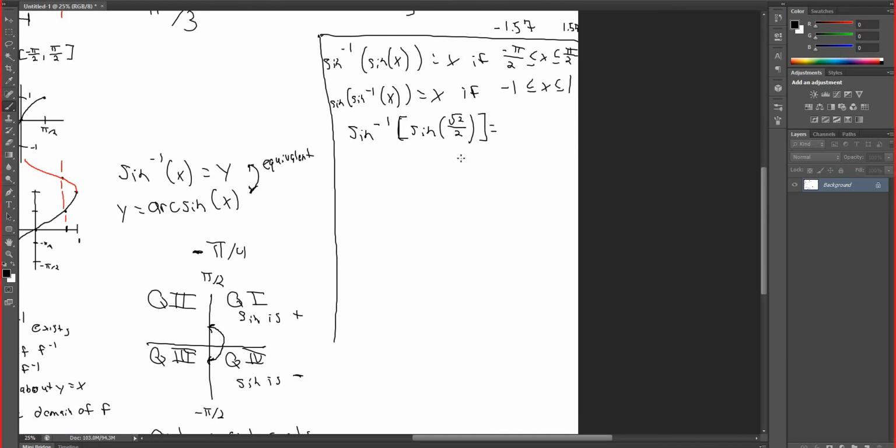So we know root 2 is actually less than 2. We know 2 over 2 is just equal to 1. So our answer for this is that yes, this is less than 1.57. We know it's positive, so it has to be greater than negative 1.57. So for here, our answer is just going to be root 2 over 2. Since it falls in the domain, we just take that as our answer.